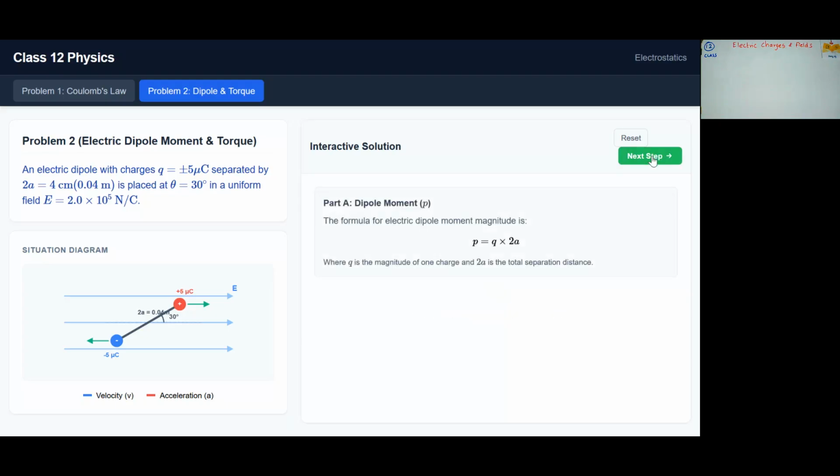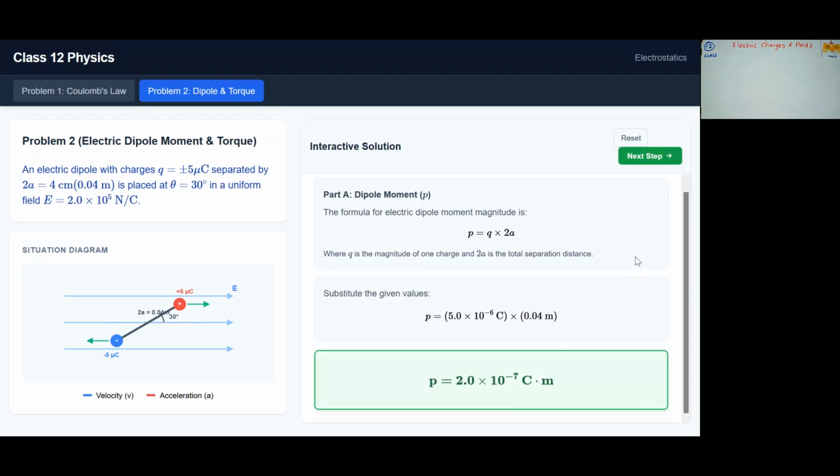The formula for dipole moment is p equal to q into 2a, and we substitute the given values. We take the magnitude of one of our charges, 5 into 10 power minus 6 coulombs, and multiply it by the total separation distance, which we convert into 0.04 meters. Now next step. That gives us a dipole moment of 2.0 into 10 power minus 7 coulomb meter.